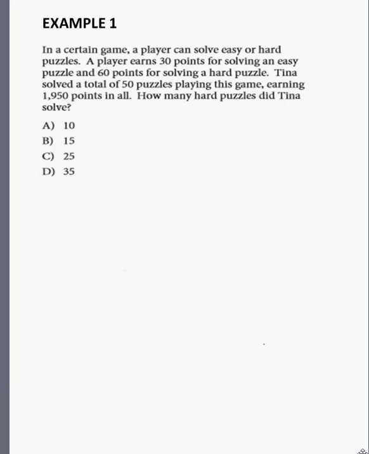In a certain game, a player can solve easy or hard puzzles. A player earns 30 points for solving an easy puzzle and 60 points for solving a hard puzzle. Tina solved a total of 50 puzzles playing this game, earning 1,950 points in all. How many hard puzzles did Tina solve?